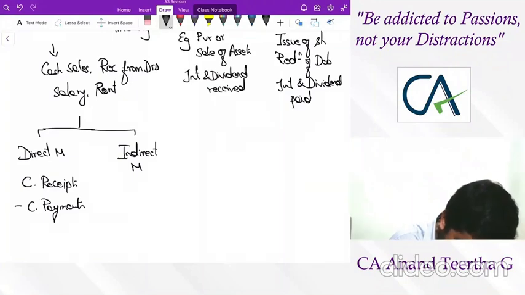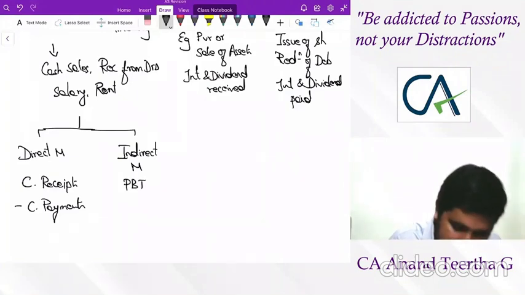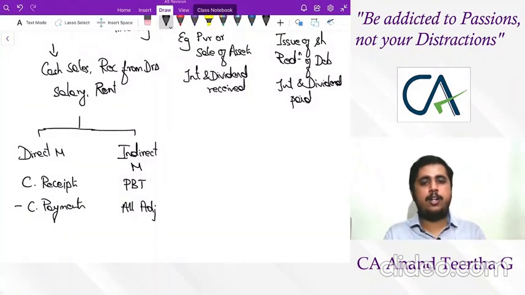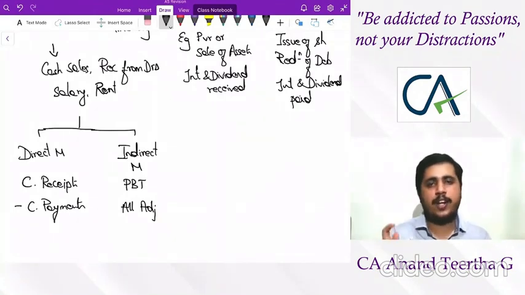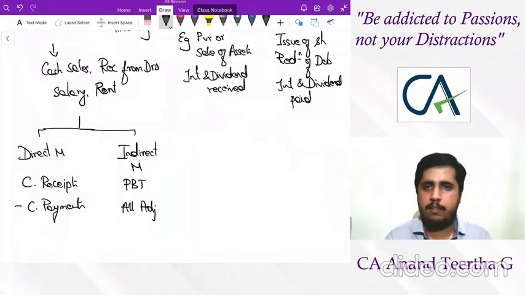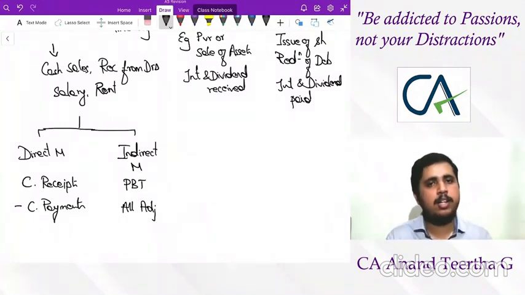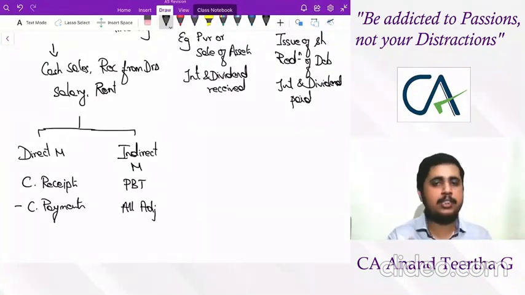In the indirect method, profit before tax is taken as the base and all adjustments are made. Adjustments related to non-operating items, non-cash items, and working capital, everything is done. Finally, what you get is your operating activity cash flow. Since this is related to the main chapter of cash flow statement, I will not deal with the format of those particular topics. I'm just giving you an idea.